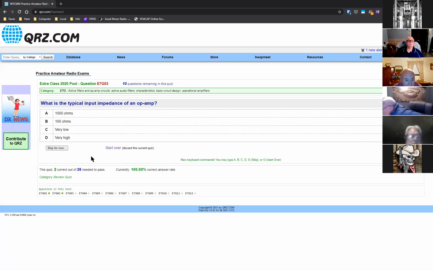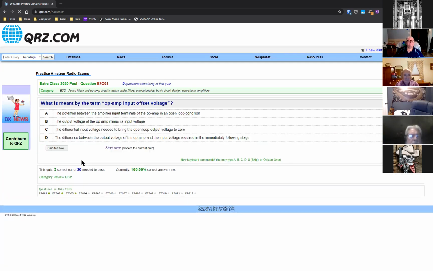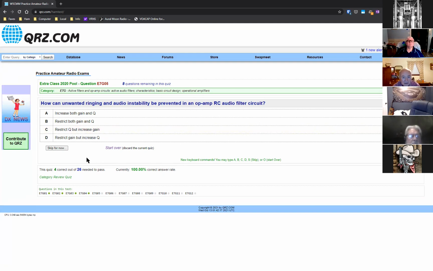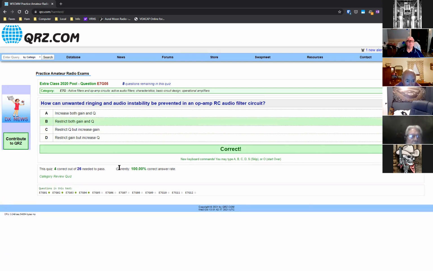Okay. What is the typical input impedance of an op amp? High, D. D, yeah, very high. What is meant by the term op amp input offset voltage? Trick to remember: the output voltage will be 0. How can unwanted ringing and audio instability be prevented in an op amp RC audio filter circuit? A. B, yeah, we want to restrict gain and Q.